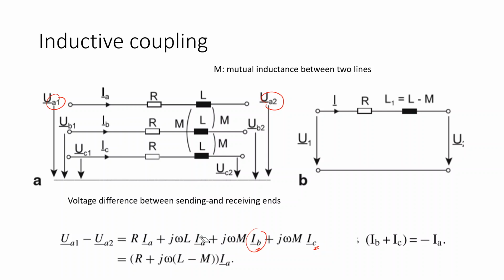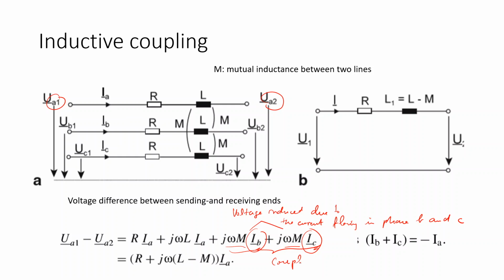These IB and IC terms are the voltage induced due to the mutual coupling, or the inductive coupling, from phase B and C to phase A. Okay, these two terms are the voltage induced due to the current flowing in phase B and C. So this kind of phenomenon is called coupling, right? This is called the coupling effect.